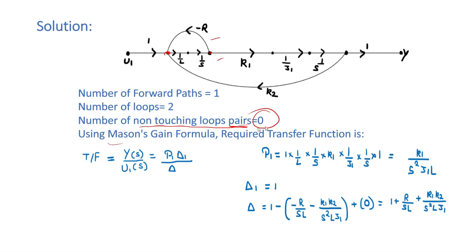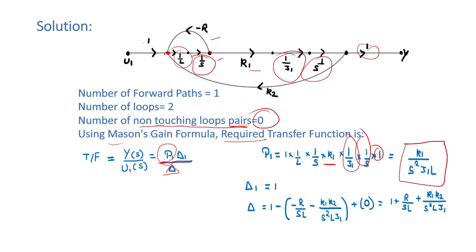Now, using Mason's gain formula, since only one path is there, the required transfer function is P1 into delta 1 upon delta. So what is P1? P1 is 1 into 1 upon L into 1 upon S into K, then 1 upon J1, 1 upon S, and then into 1. So this is your P1.